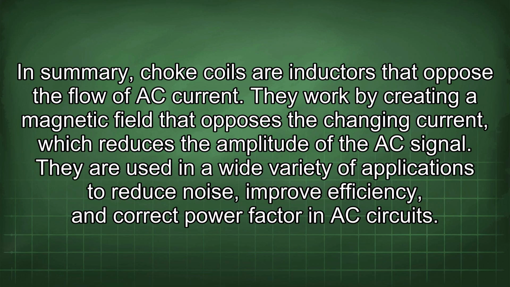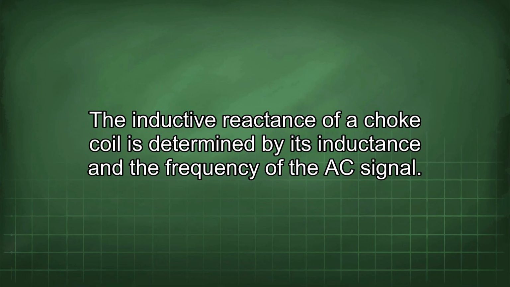In summary, choke coils are inductors that oppose the flow of AC current. They work by creating a magnetic field that opposes the changing current, which reduces the amplitude of the AC signal. They are used in a wide variety of applications to reduce noise, improve efficiency, and correct power factor in AC circuits. The inductive reactance of a choke coil is determined by its inductance and the frequency of the AC signal.